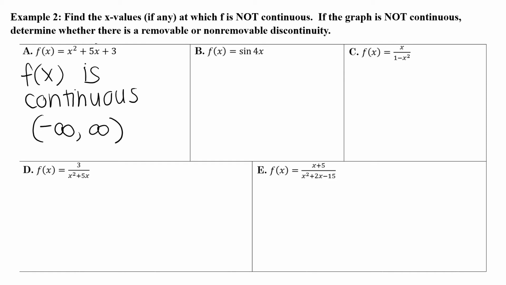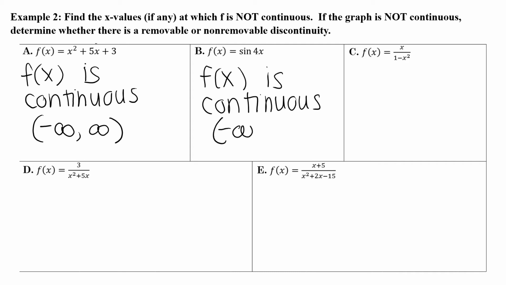Similarly, in part B, we have f of x equals sine of 4x. Thinking about what that graph looks like, we have no asymptotes, no holes, no jumps, no gaps. So this function is also continuous everywhere or from negative infinity to positive infinity.